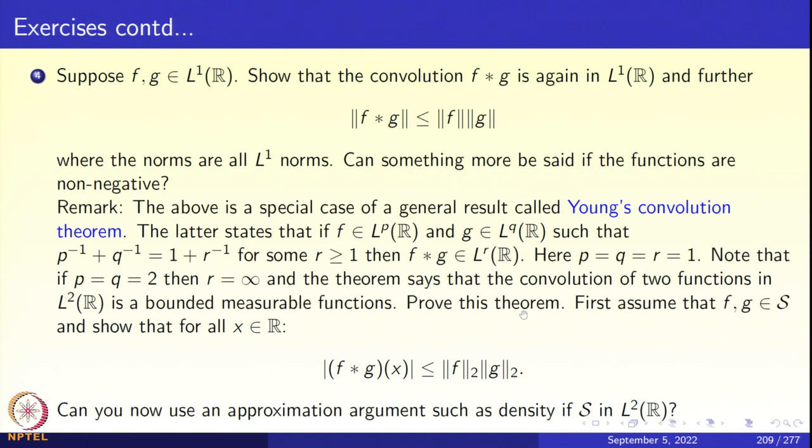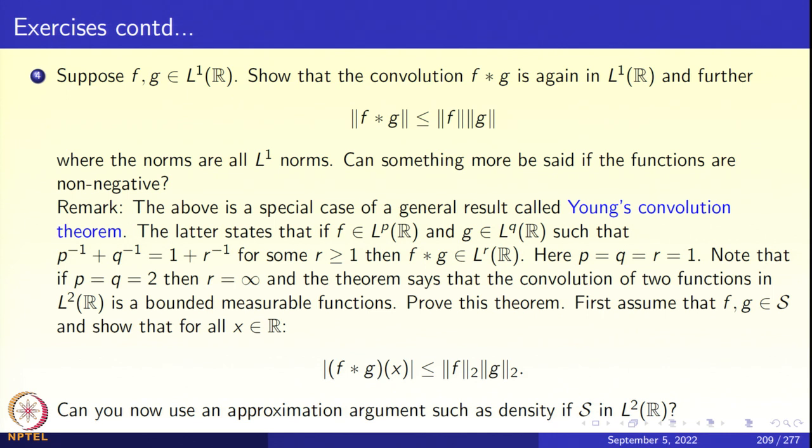Further, the L1 norm of f star g is less than or equal to the product of the L1 norms of f and g. It's a simple application of Fubini's theorem. So what is f star g? f star g of x is the integral of f(y) g(x minus y) dy. But now we have to integrate again with respect to x.